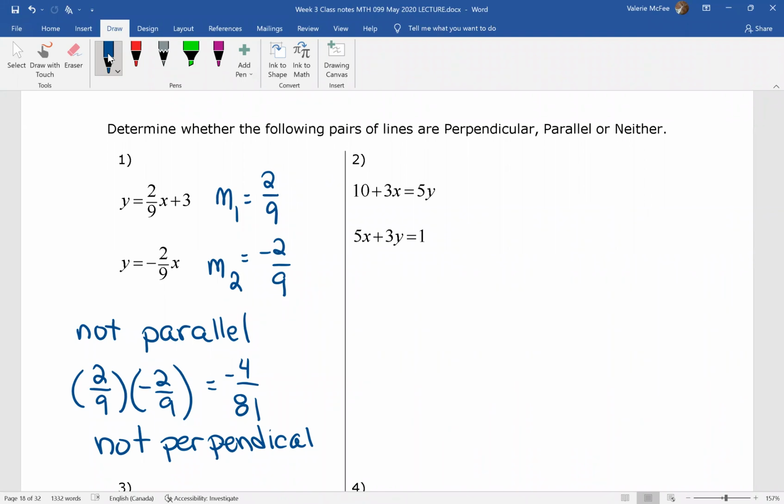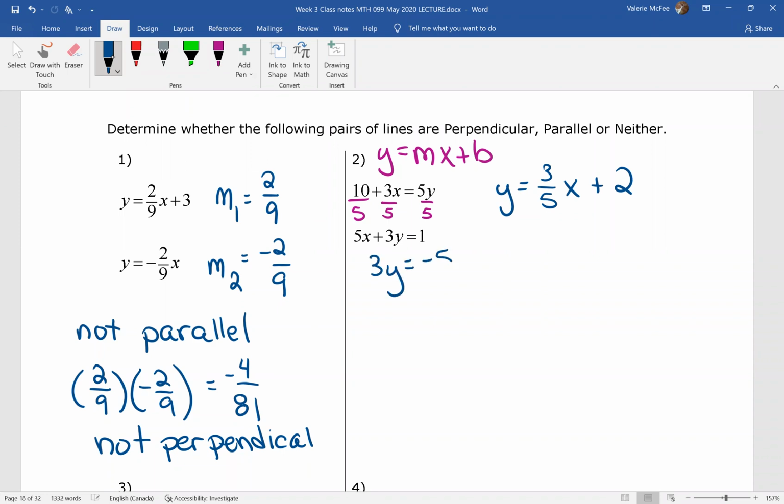Let's look at question 2. It's not easy to see the slope. That's because we need to change these into slope-intercept form. Y equals mx plus b. Well, in the first example, I could see I need to divide every term by 5. I'm just going to write y equals on the left instead of the right. 3/5x plus 2.